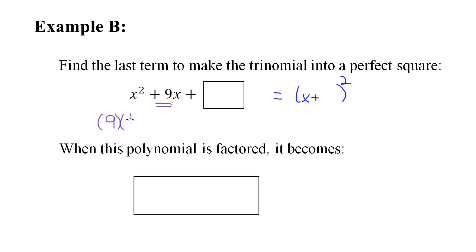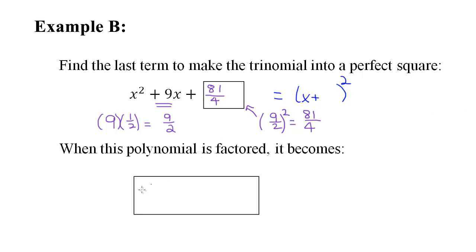And our procedure says take 9 and take half of it. Half of 9 is simply 9 halves. This is the special number that's going to go into our binomial that's being squared. But what goes in the box, recall, is simply this special number that we just got, 9 halves, squared. Oh yuck, it's a fraction. No worries though. 9 squared is 81. 2 squared is 4. So the number that would make this polynomial into a trinomial that can be factored as a perfect square is 81/4.